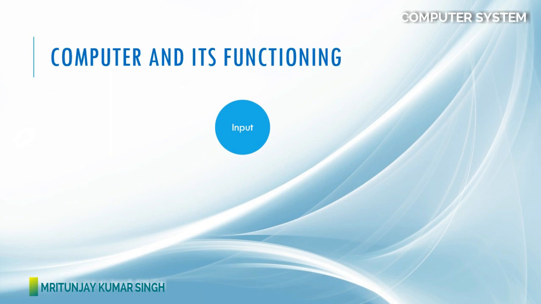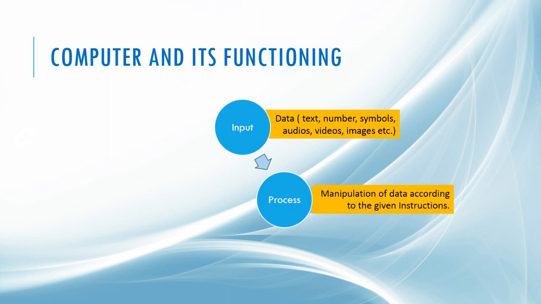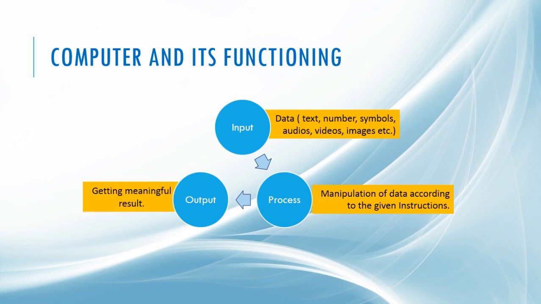So input means data given to the computer, and that data can be a text, number, symbol, audios, videos, images, etc. Then this input goes to the second step, that is called a process, and process simply refers to the manipulation of data according to the given instruction in the input. Now after this process, the data transfers to the third step, that is called the output, and output is simply getting meaningful result. And this output again, if requires some input, it again goes to the input step.